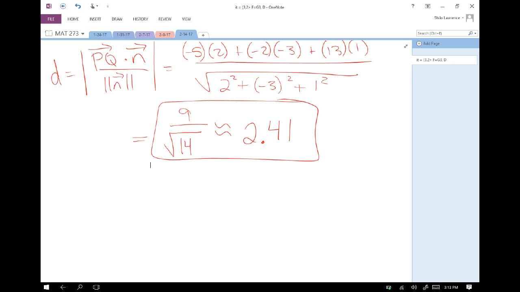I want to show you really quickly the distance between a point and a line. The formula is just a tiny bit different, and the reason is because we don't have a normal vector when we have the equation for a line. Let me show you that real fast, and then we'll go.